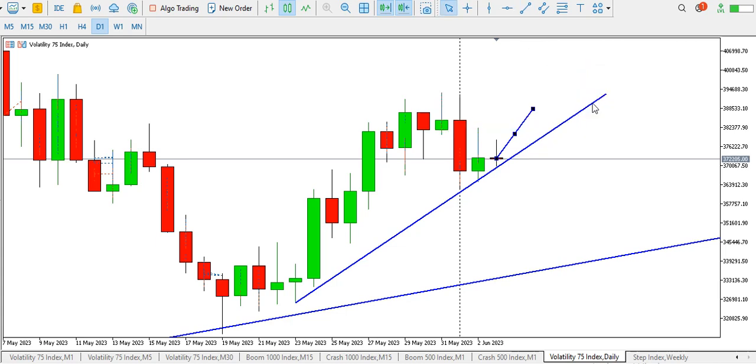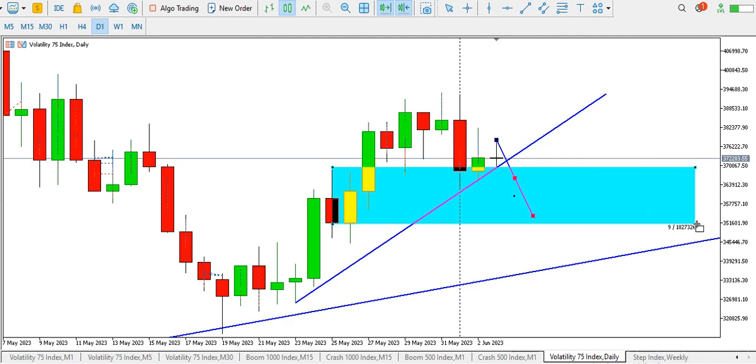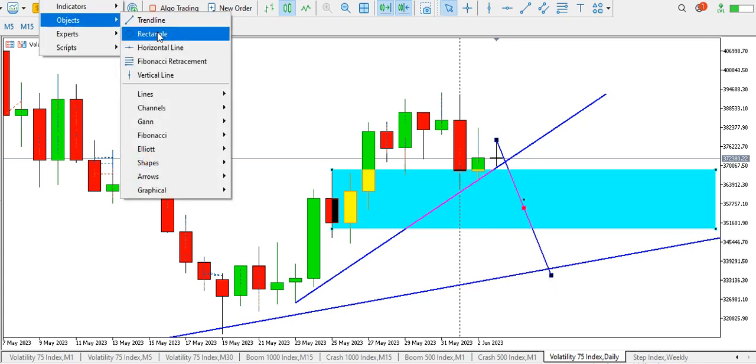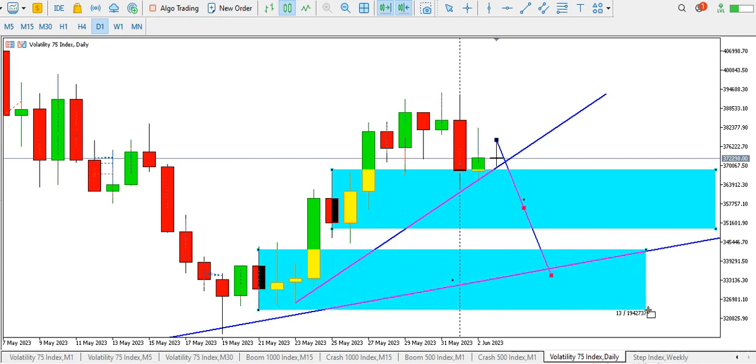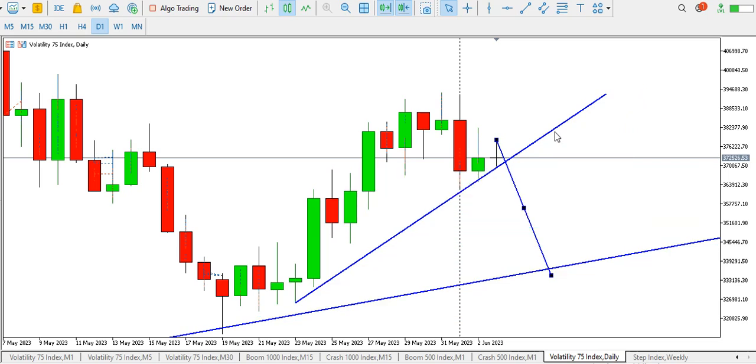But if that doesn't work out, price could as well break this ascending trend line to target this other block. I'm talking about this support level. All right, to target the support level, and a break of that support level will come to the next block. I'm talking about this particular support level, for price to pick up traction and possibly go up. But that's just a forecast on the daily time frame.